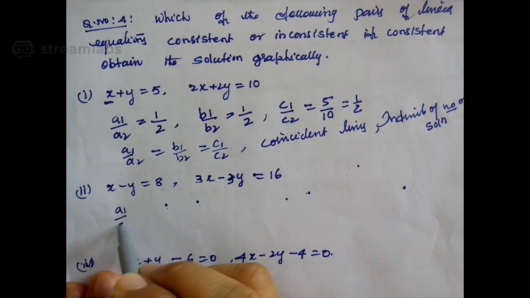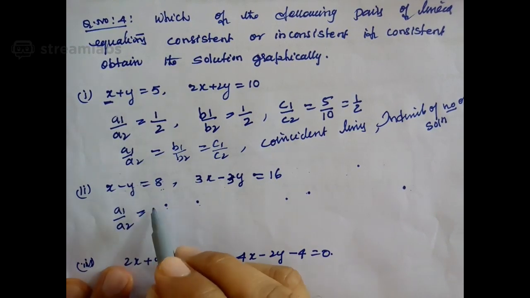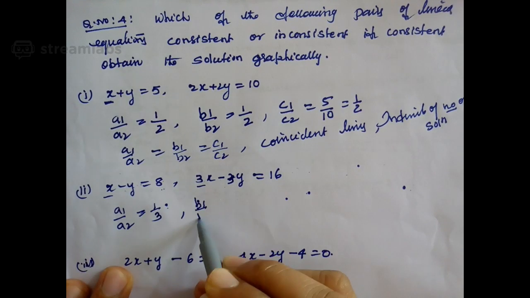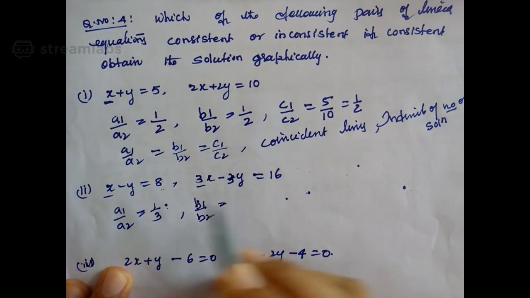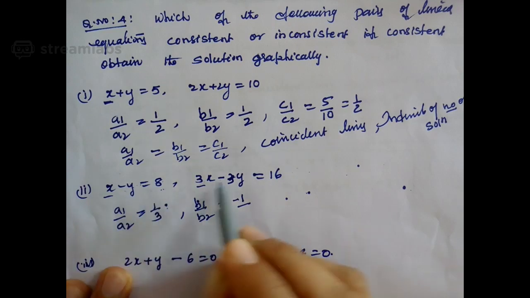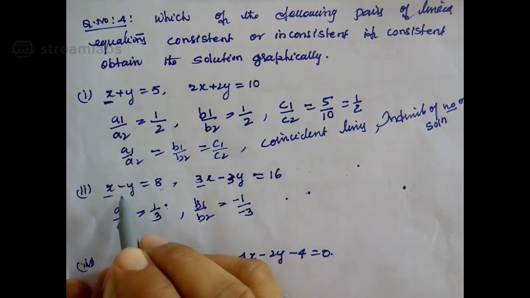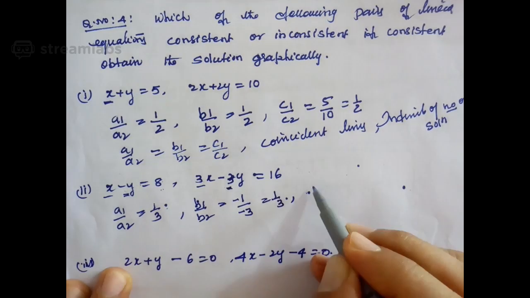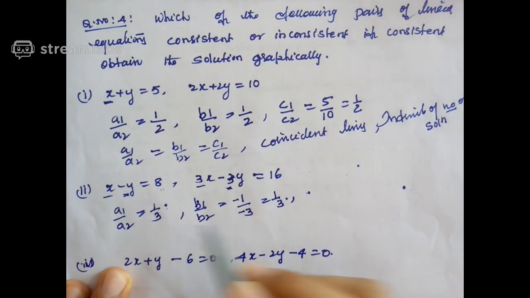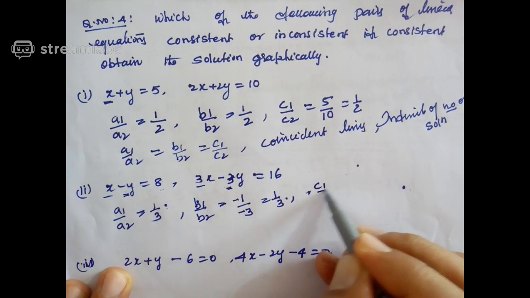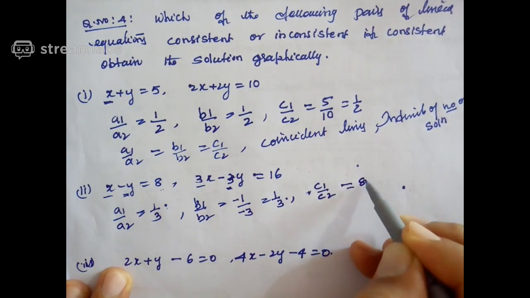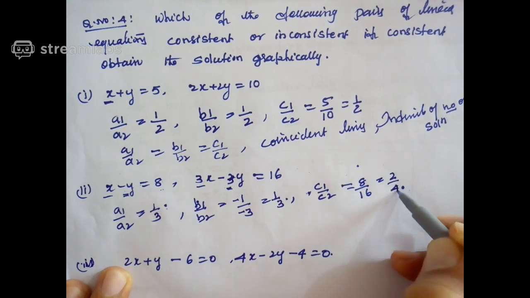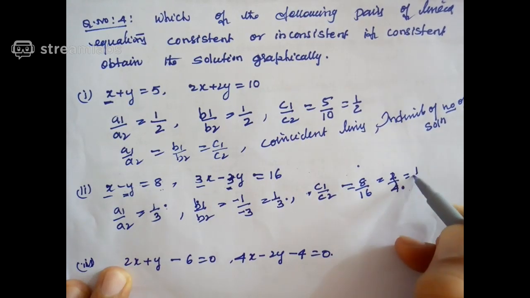Now check the second one. a1 by a2 is equal to what? 1 by 3. b1 by b2 is what? Minus 1 and this is minus 3, isn't it? It is 1 by 3, and this is also 1 by 3. c1 by c2 is equal to 8 by 16. What is 8 by 16? 4 twos are 8, 4 fours are 16, that is half.